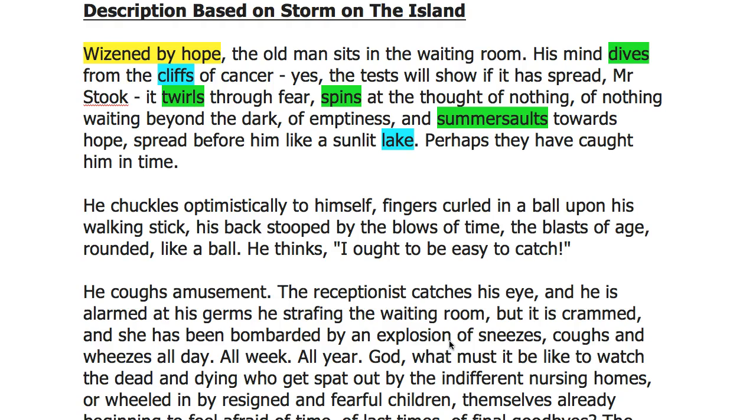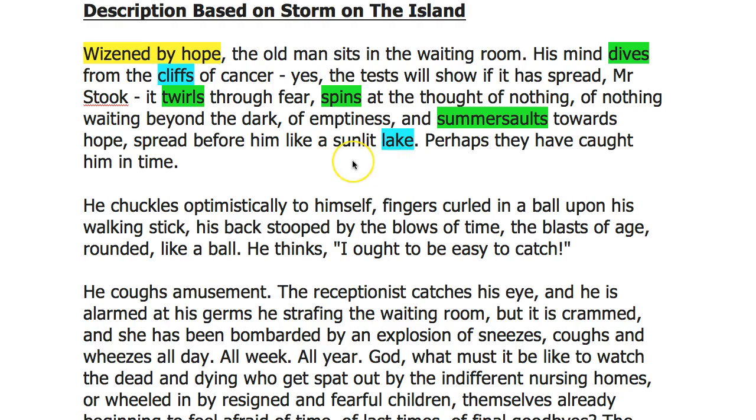You want that contrast. So here I have the threat of the cancer and his mind diving, but it's moving towards hope, to this sunlit lake. In my metaphor, that suggests hope. And so I've got this conflict. I want to read on and find out at the end, does he get the diagnosis of cancer or not? I'm desperate to find out.